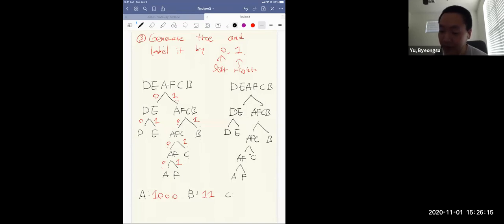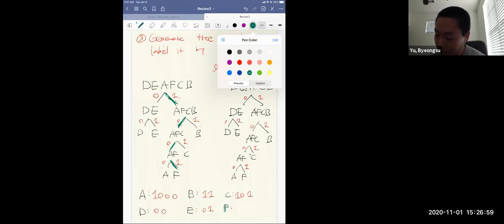And C is 101. So here again, if you have 3, then just put 01, 01, 01 for left branch and right branch. And D is 00. And E is 01. And F is, okay, F is a little bit top. So okay, F here, F came from this. So 1001. Okay, so that's Huffman coding.